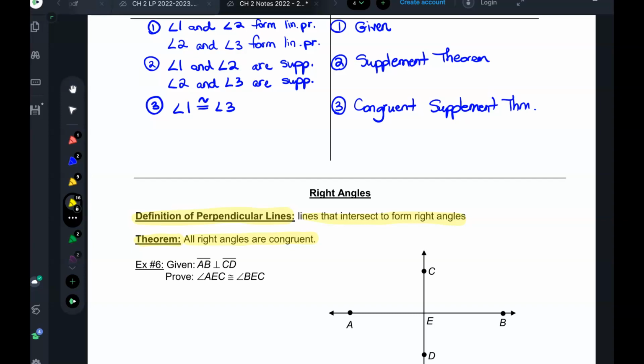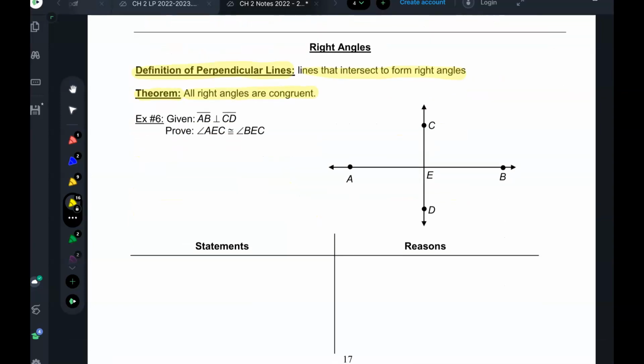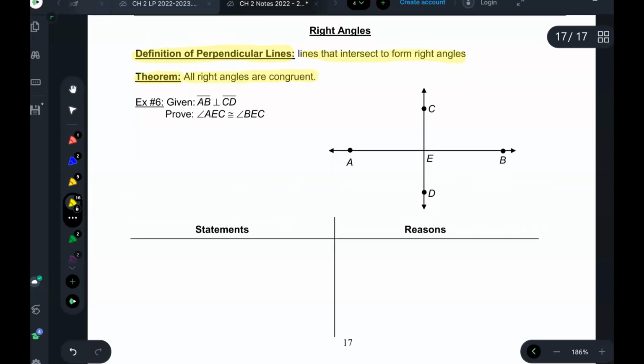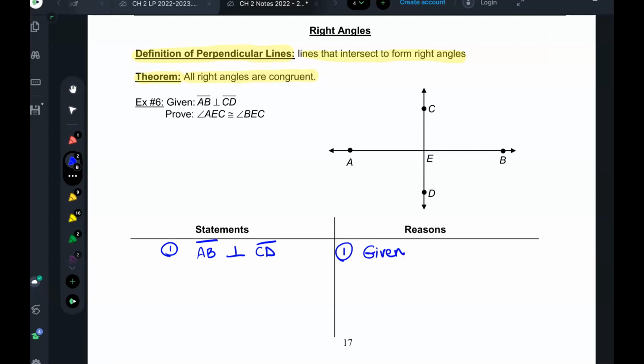You see the very last one on the paper? What's the very last theorem say? All right angles are congruent. So that's what you put in the reason. You just write it out. You can abbreviate so much, but let's look at this. That is perpendicular.